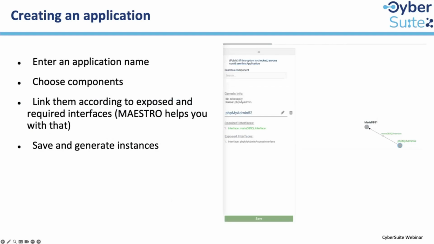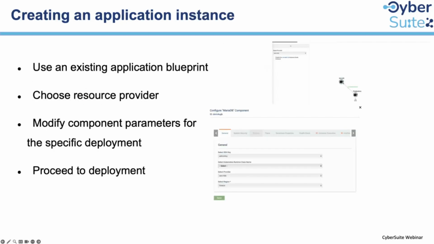Once the components have been created, there is the linking of the components, if these are suitable for each other. MAESTRO can help you with this through the definition of required interfaces of each of them. You can save them as templates of an application. The good thing is that you can use this many times. So even during development, when you want to redeploy something, you can use this application blueprint.